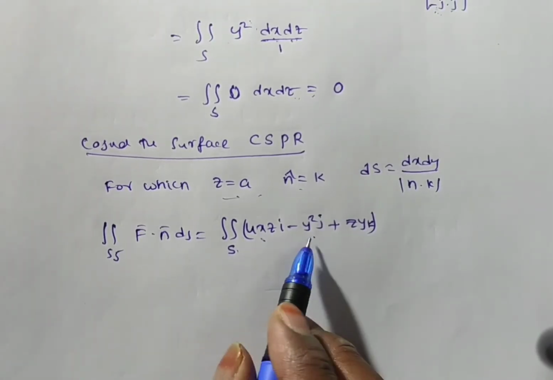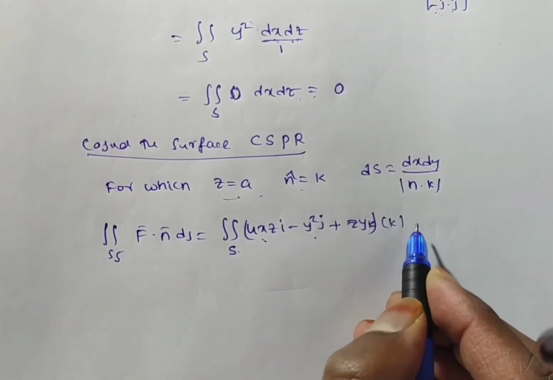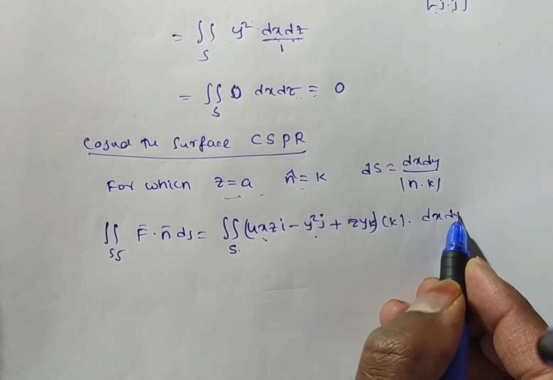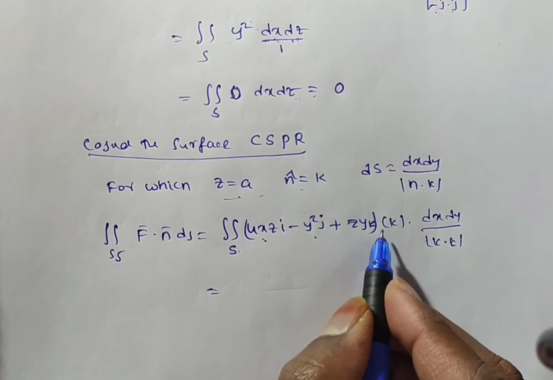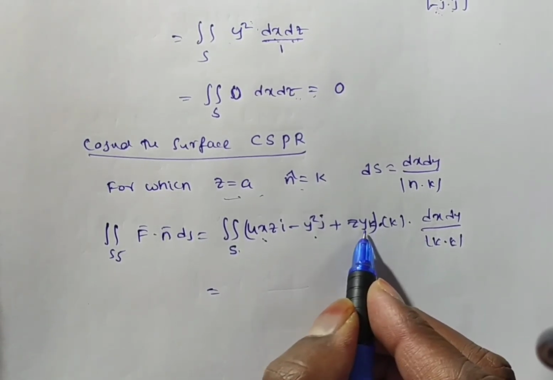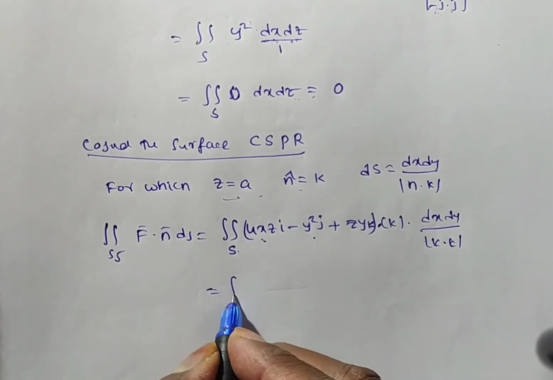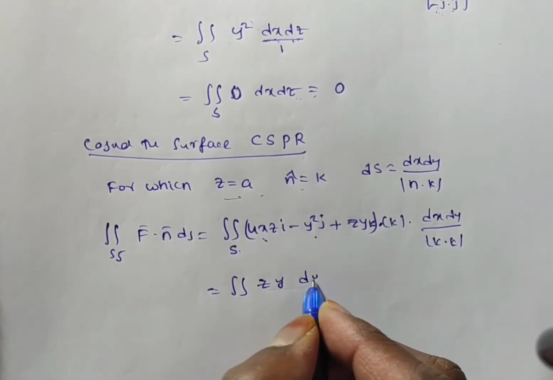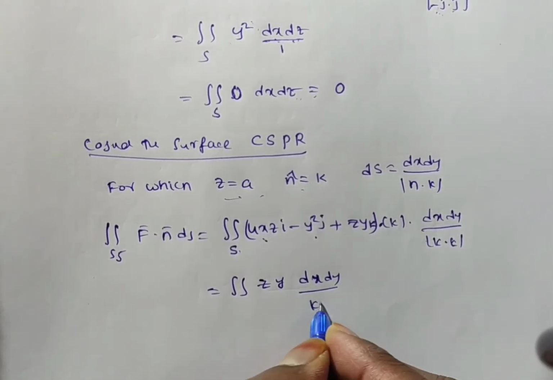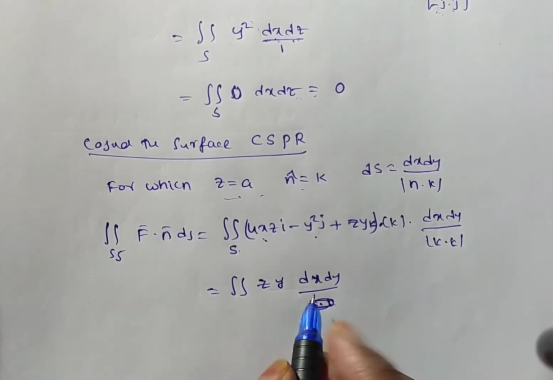This is f bar, and n bar is k, into ds is nothing but dx dy by n bar dot k, so k dot k. Now, the dot product of the two vectors: k dot k is 1, and the remaining are all 0. So the double integral over, here you have k dot k, that is z y only remaining, into dx dy by k dot k, which is 1. Mod 1 is nothing but 1, no need to write.